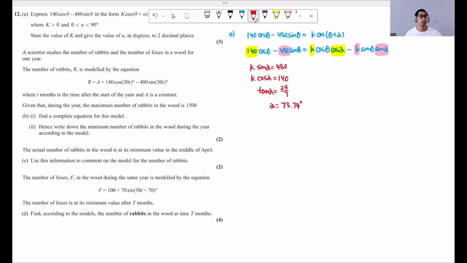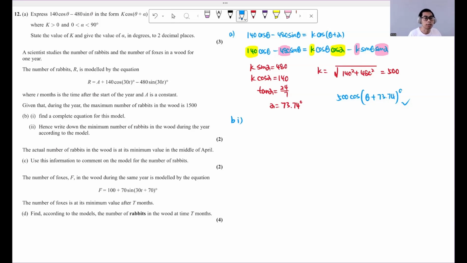Then for the value of k, you can just use Pythagoras. So k is equal to the square root of 140 squared plus 480 squared, and that's just 500. So the final answer is 500 cos(theta plus 73.74 degrees). That's part A.